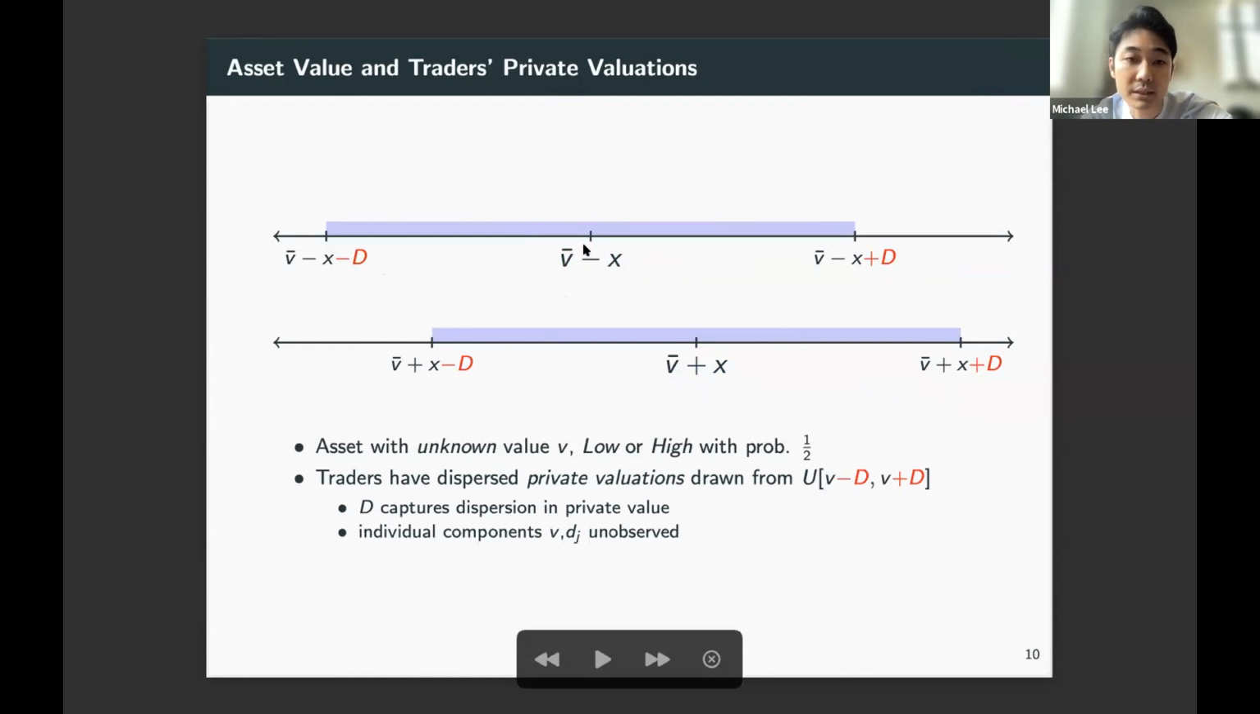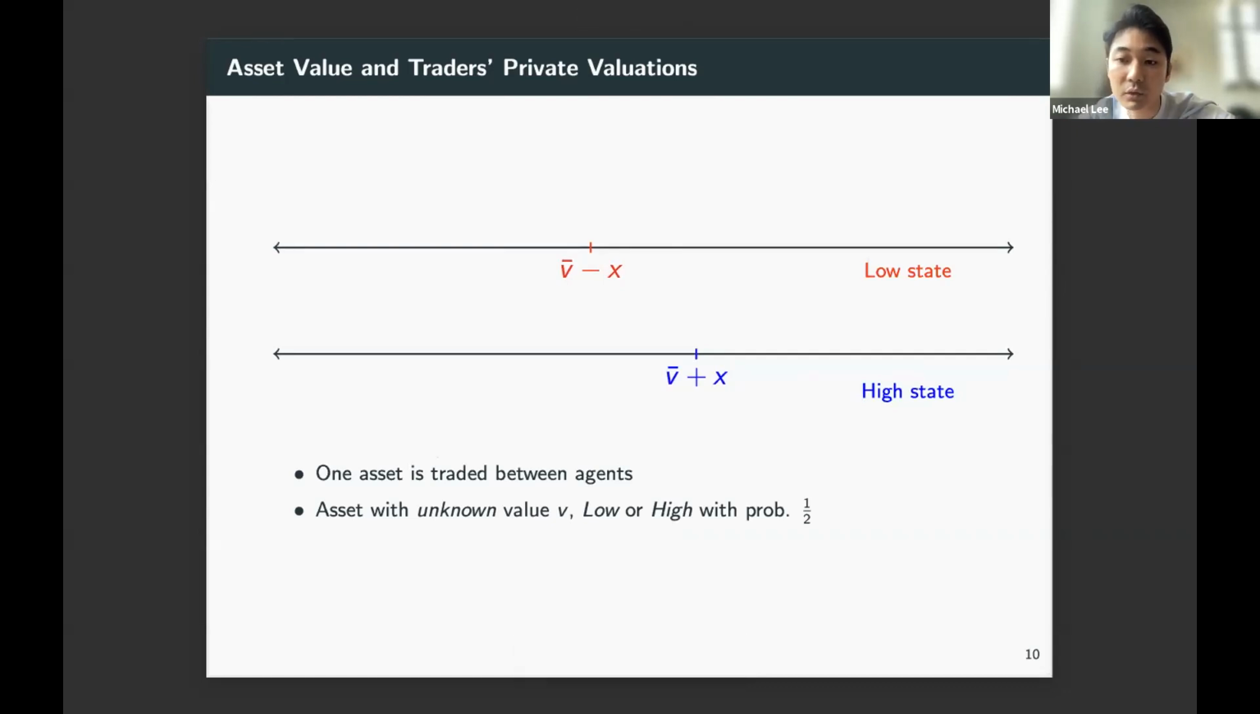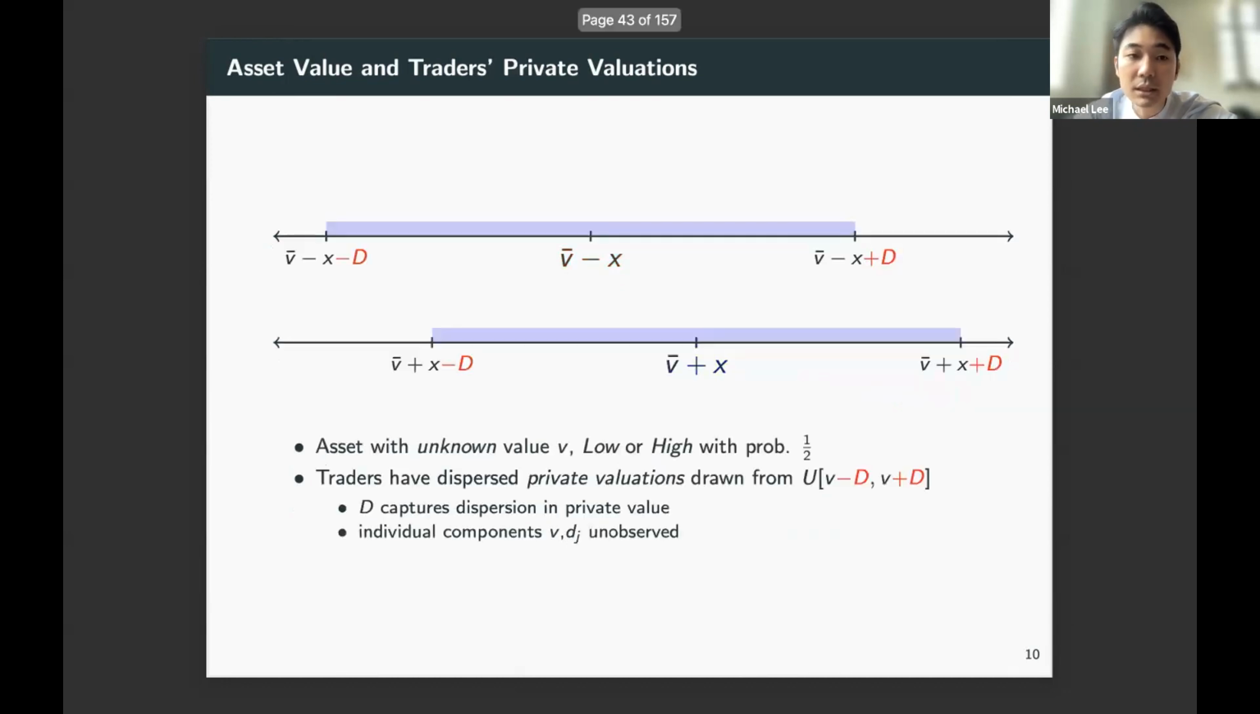So here, there are 2 components I want to highlight. X represents the extent to which the value of the asset is uncertain: the larger the X is, the greater the dispersion in the true value of the asset across states. D represents the private value of the traders, and this shows you that traders in general have different motives for wanting to trade other than the value, but their private valuations are also correlated with the common value, which means that their trades are also partially informationally driven.